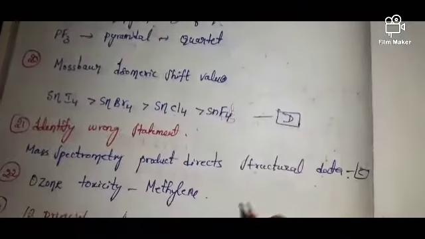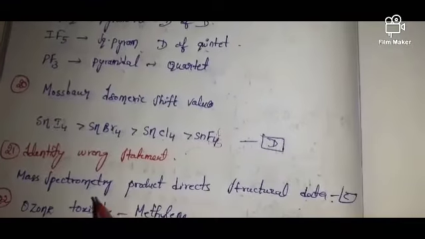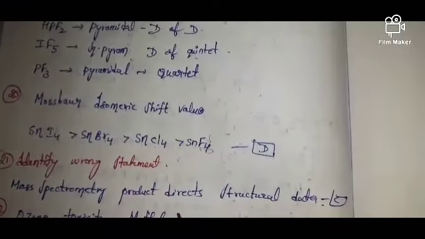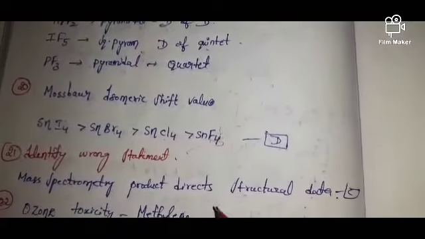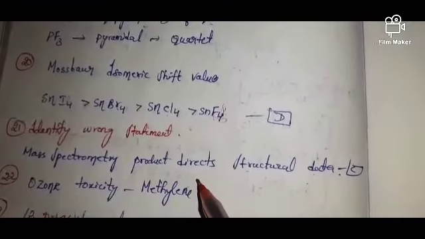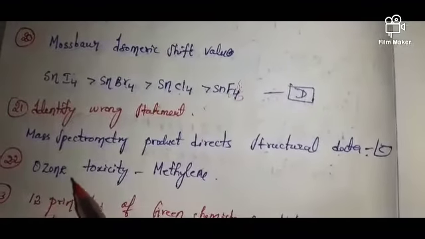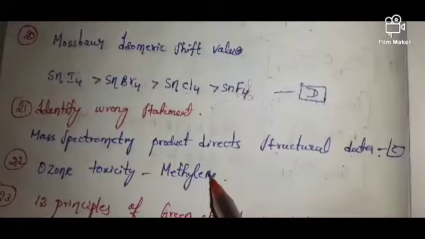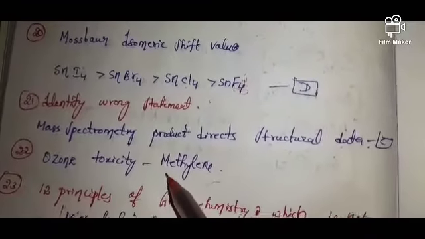Next, identify the wrong statement. See, mass spectrometry produces direct structural data. I think I have a little bit of doubt about this, friends. Let's discuss this later, friends. Next, ozone toxicity. So methylene is responsible for the ozone toxicity.